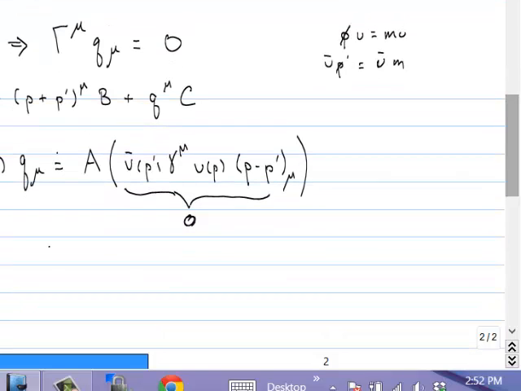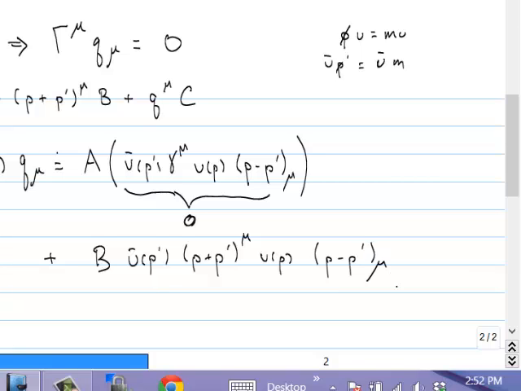Similarly, you have this B term. So what is that? That's U bar of P prime times (P plus P prime) mu times U of P, now contracted with (P minus P prime) mu. What is that? Well, (P plus P prime) times (P minus P prime) is P squared minus P prime squared, otherwise known as M squared minus M squared, which is equal to 0. So that's also equal to 0. So that B term is consistent with gauge invariance.